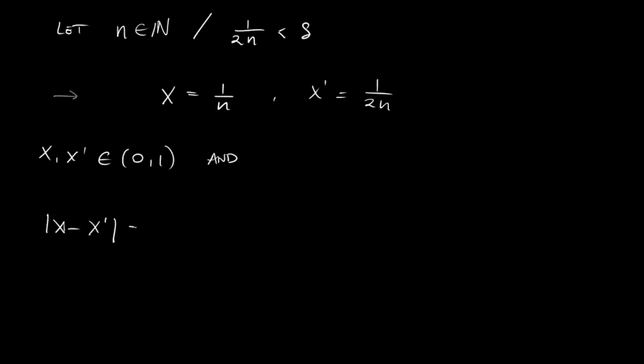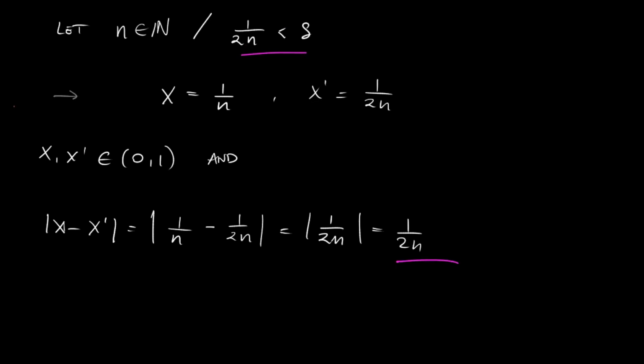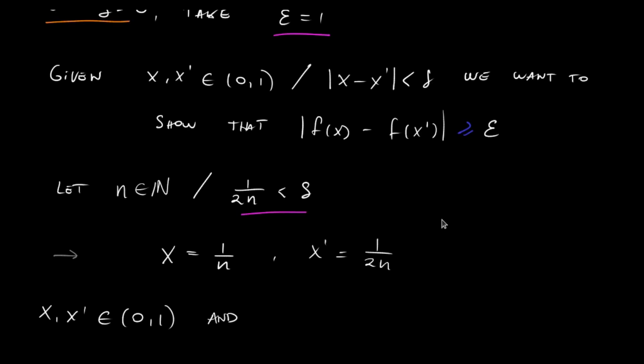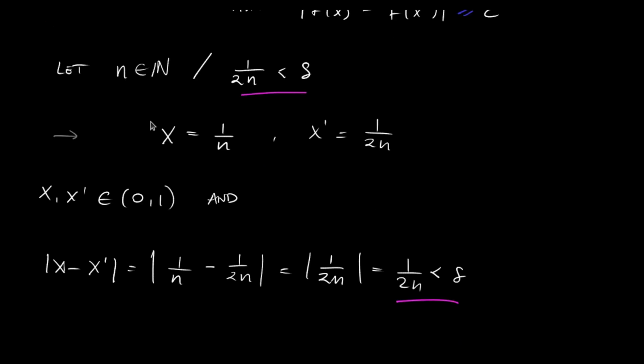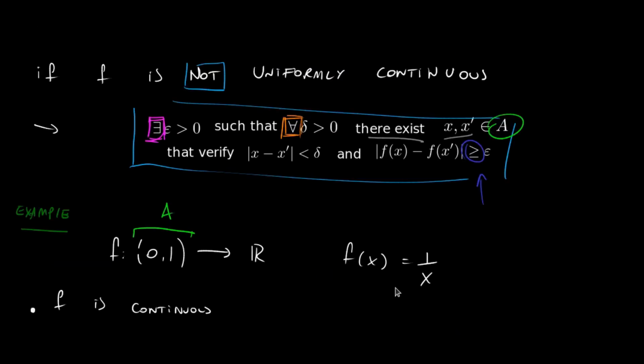The absolute value of x minus x prime is the absolute value of 1 over n minus 1 over 2n. This is the absolute value of 1 over 2n, and because n is a natural number, this is a positive number, and it is 1 over 2n. And we took 1 over 2n to be smaller than delta, so then x minus x prime is smaller than delta. So given a delta greater than 0, we found x and x prime such that the difference is smaller than delta. So we have up to here.